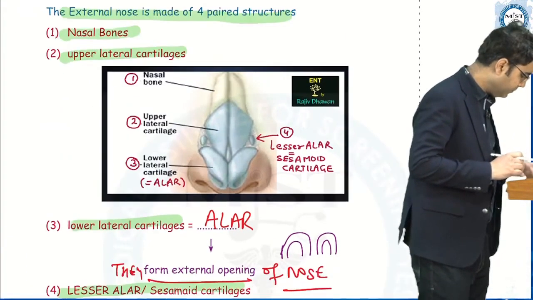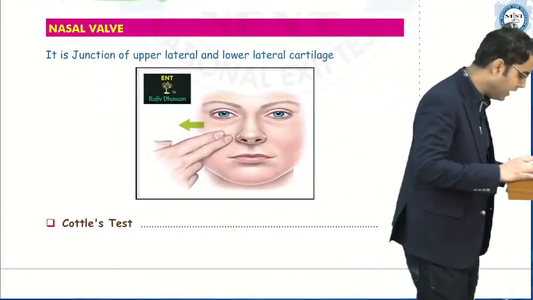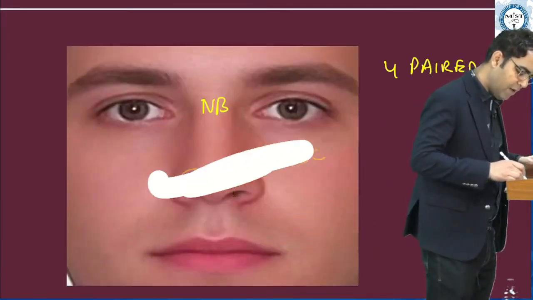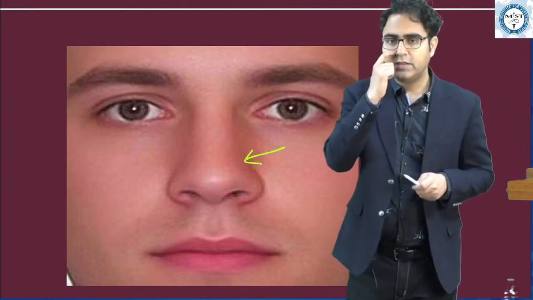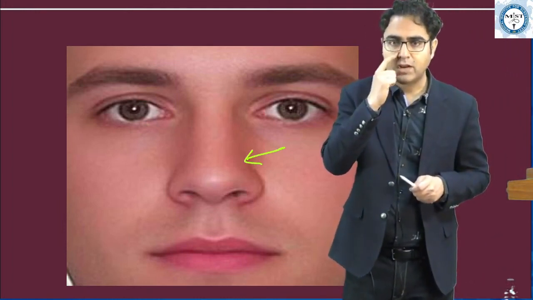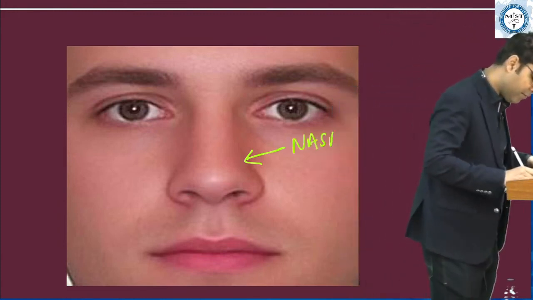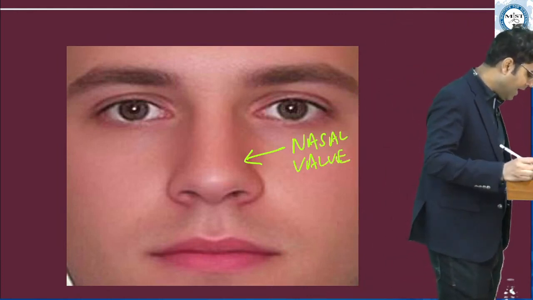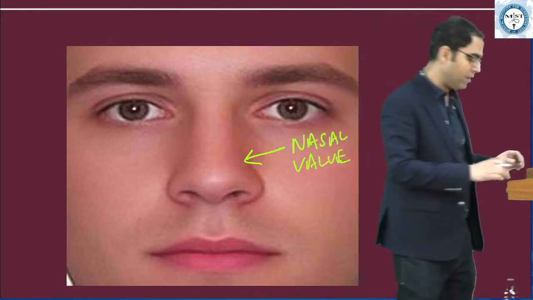Now let's go further, beta. Next is the nasal valve. All of you touch this area with me, beta. Everybody look at the screen. I'm putting an arrow and you touch that area. You can feel the junction of upper lateral and lower lateral cartilages. This area is labeled as the nasal valve area. Nasal valve is the junction of upper lateral and lower lateral cartilages.